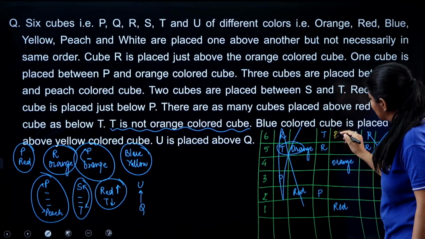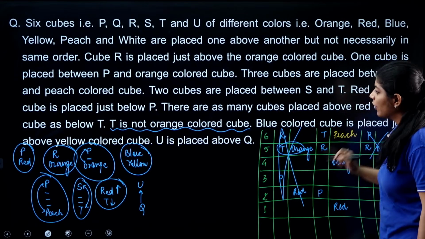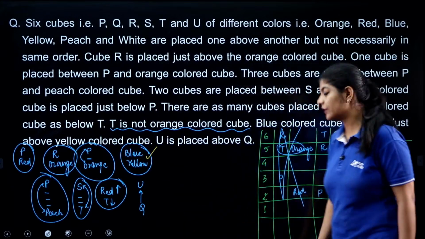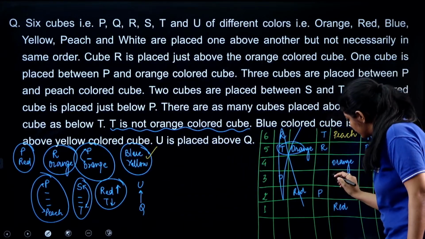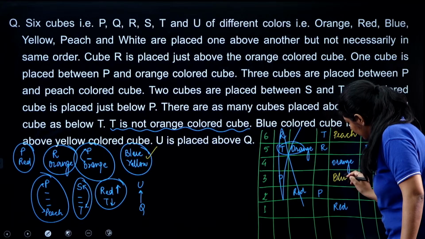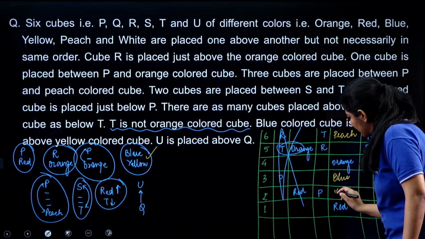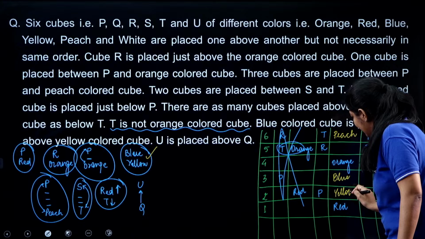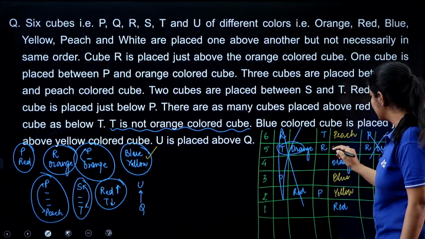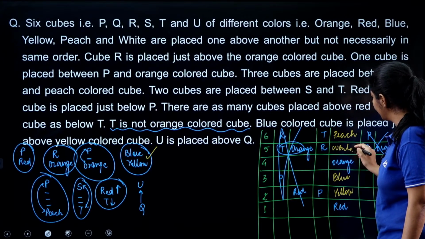So this is my peach color. And for blue and yellow we need 2 consecutive places. So these are the only 2 consecutive places. So this is nothing but blue and this is nothing but yellow. The only color that we are left with is white. So R is associated with white.